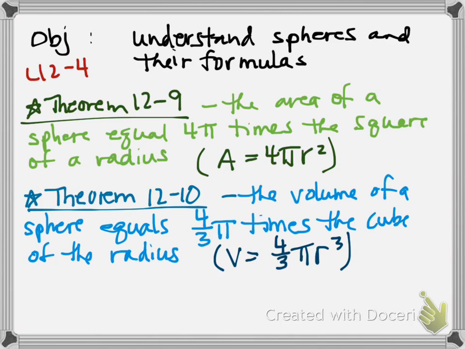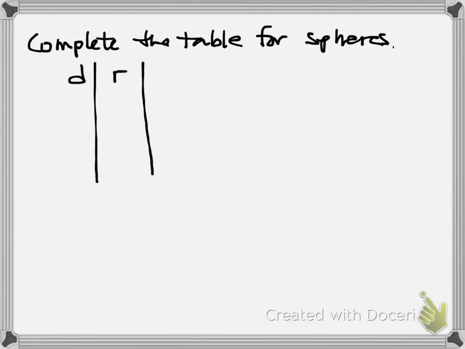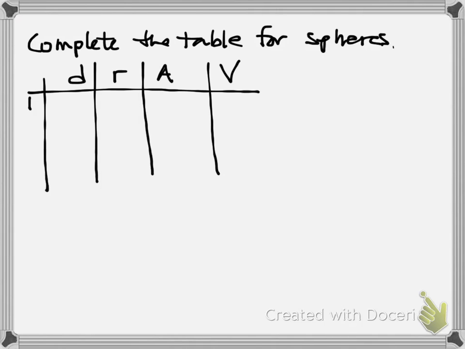Okay, so let's go ahead and practice. And this will be something similar that you'll see on your homework. So directions are going to say something like complete the table for spheres. Now, I think you've done this on just about every shape, where they give you a piece, and then your job is to figure out all the other pieces. So this particular table has a D, has an R, has an A, and a V. And then we're going to give you 4 different sets of information.